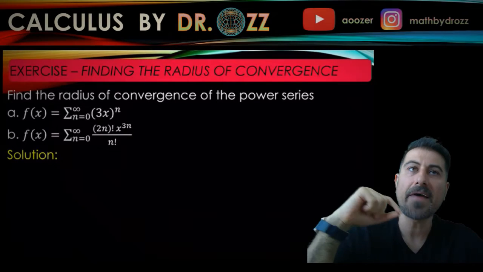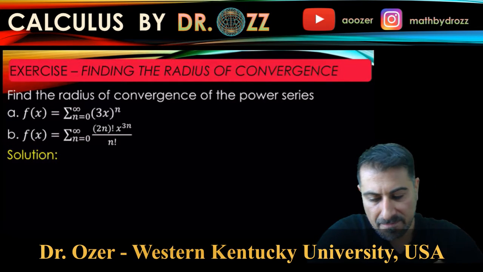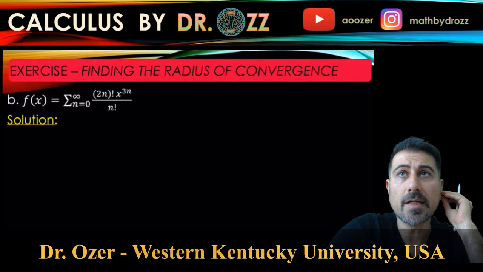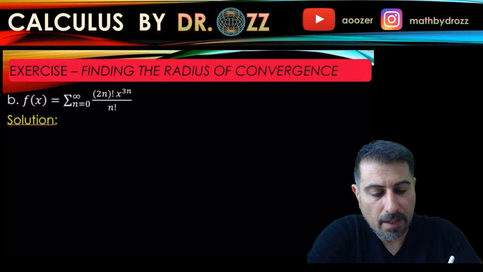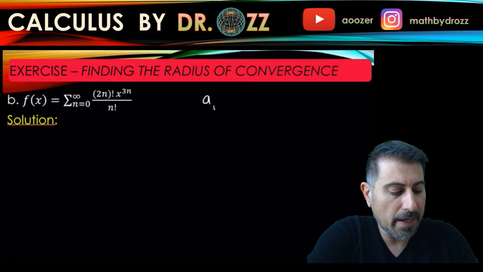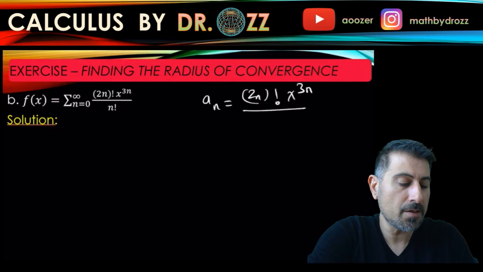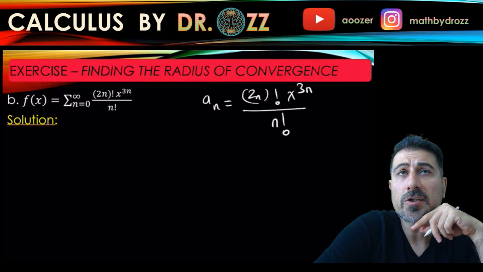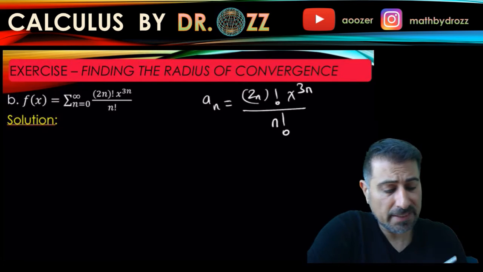All right, for part B, let's see what we have. We have (2n)! x^(3n) divided by n!. As I said, the ratio test is one of the best tests to apply towards power series, so that's what I'm going to do. I'm going to apply it for this problem with a_n equal to (2n)! x^(3n) divided by n!. As I said earlier, x is a variable here, and my goal is to find a good interval for x coming out of this analysis.